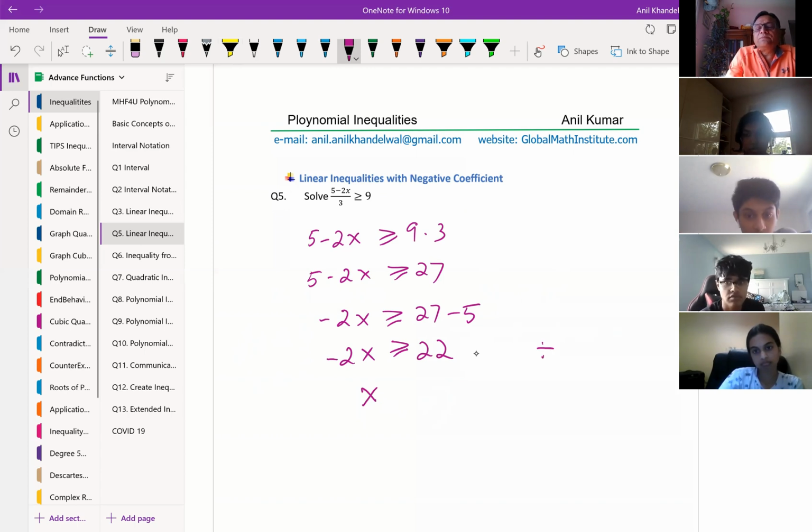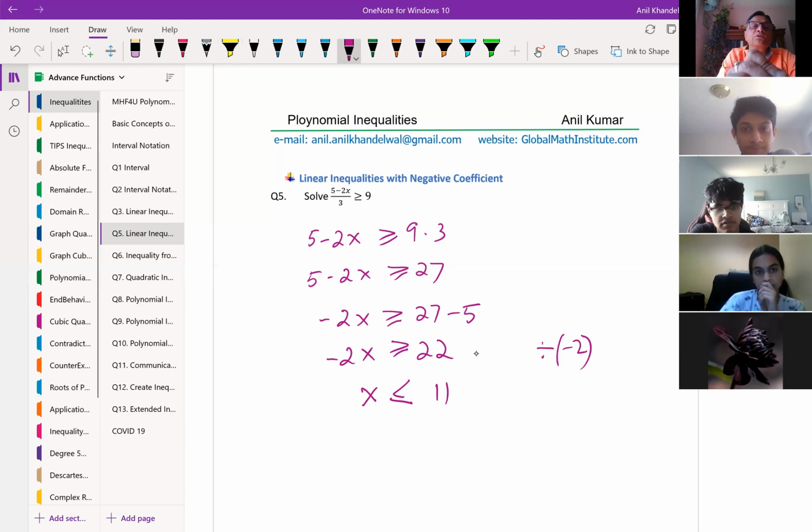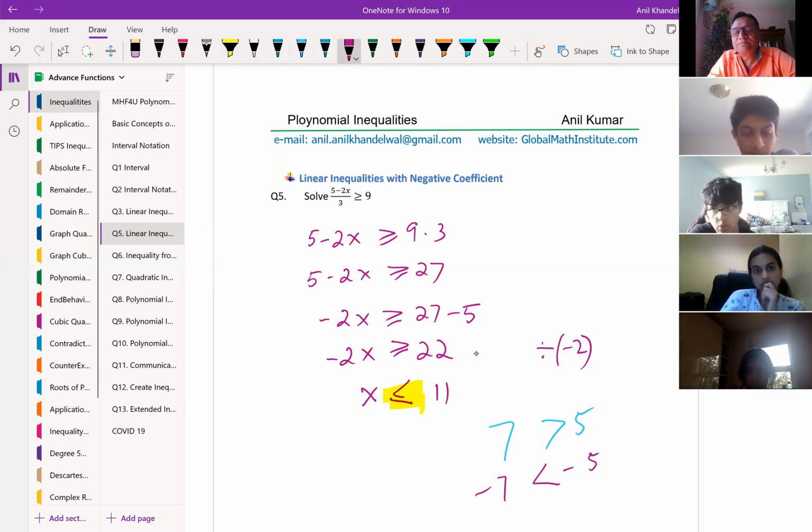What will happen? Tell me now. Yeah, 11. What happens to the inequality? No, the sign will reverse. When you multiply or divide by a negative number, the inequality sign will reverse. That is the major thing. That's why we have done this question. Do you understand? You know, 7 is greater than 5, but as soon as I multiply by a negative number, we have minus 7 is less than minus 5. Do you see that?